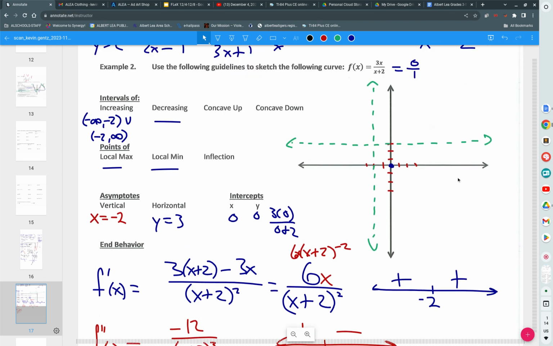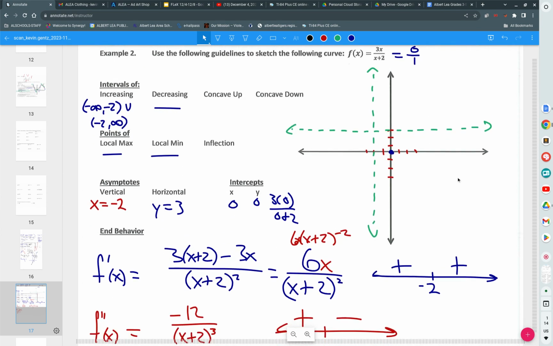Okay. So what we know from this is we have concave up from negative infinity to negative 2, concave down from negative 2 to infinity. Should I list negative 2 for my inflection? No. Why? That's not part of the domain. It's not part of the original domain, so you technically do not have a point of inflection.